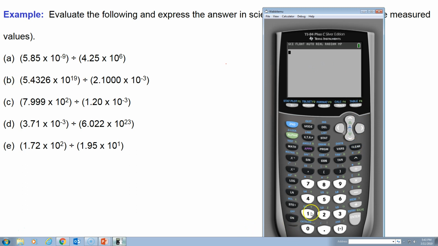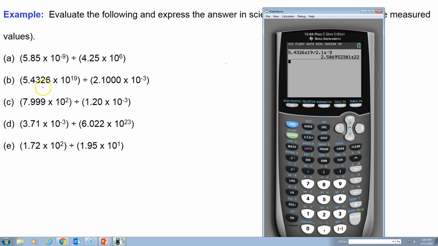Okay, so here we go again. 5.4326. Second function, E to the 19. Divide 2.1. We don't need all those zeros. Second function, E minus 3. And enter. There we are. Okay, 2.58695238 by 10 to the 22.